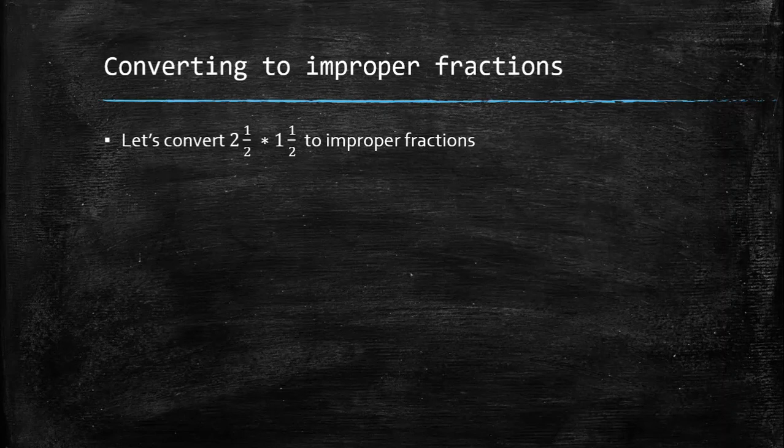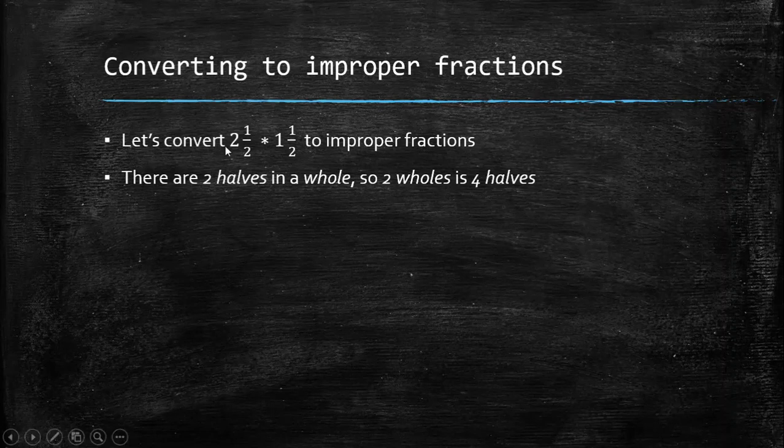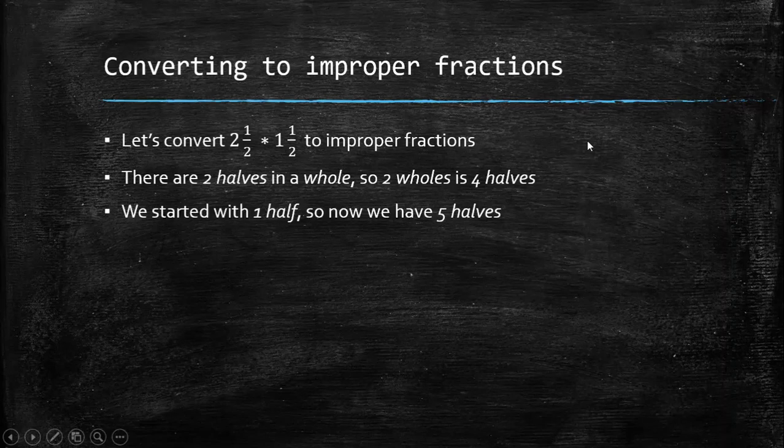So let's convert these. There are 2 halves in a whole. So if we look at 2 wholes, that's 4 halves. So I'm looking at this 2 1/2 right here, and I want to put it into halves. And I know that if I've got 2 wholes, that's the same thing as 4 halves. We started out with this 1/2, so we add the 4 that we just made, and now we have 5 halves. So 2 1/2 is the same thing as 5 halves, or 5/2.